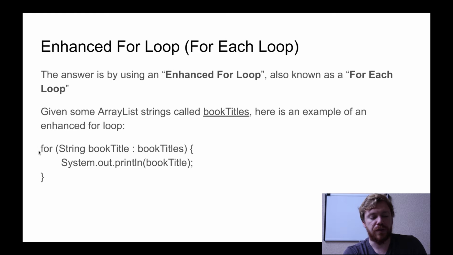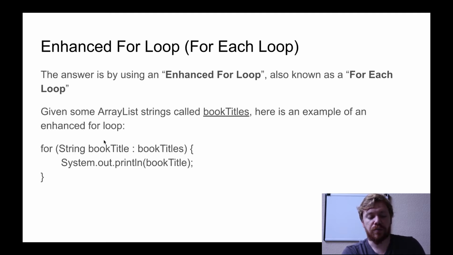Notice we start off with the for syntax, but then after that, the syntax changes from the standard for loop that you're used to. It's missing the int i equals 0, i is less than some value, i++, or however many different variations of the standard for loop you like to use. This syntax is different. You'll notice we're declaring a string here, which is because the bookTitles array list is an array list of strings.